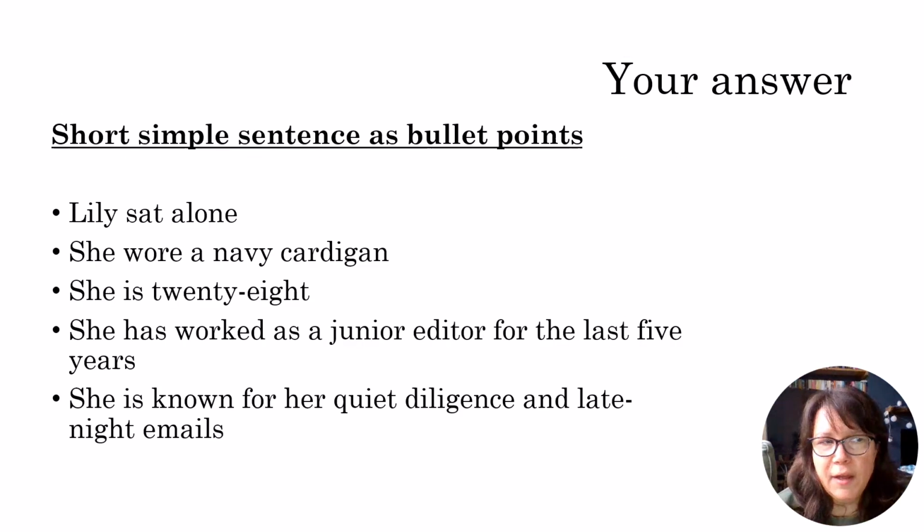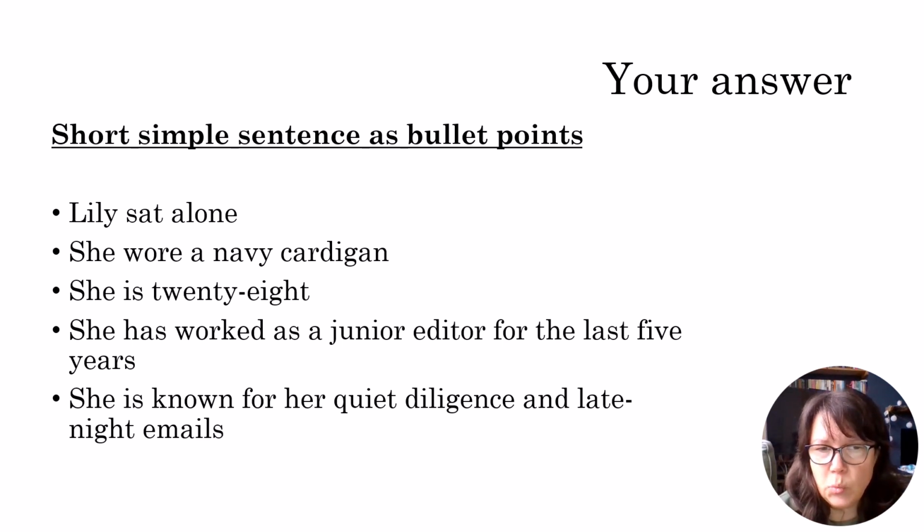And then how do you write that up? As I said before, you write this up as simple sentences as bullet points, and you go down your page like that. So we've got: Lily sat alone. She wore a navy cardigan. She is 28. She has worked as a junior editor for the last 5 years. She is known for her quiet diligence and late night emails. All right, and that is as simple as that. Hopefully it should take you about 3 to 5 minutes.